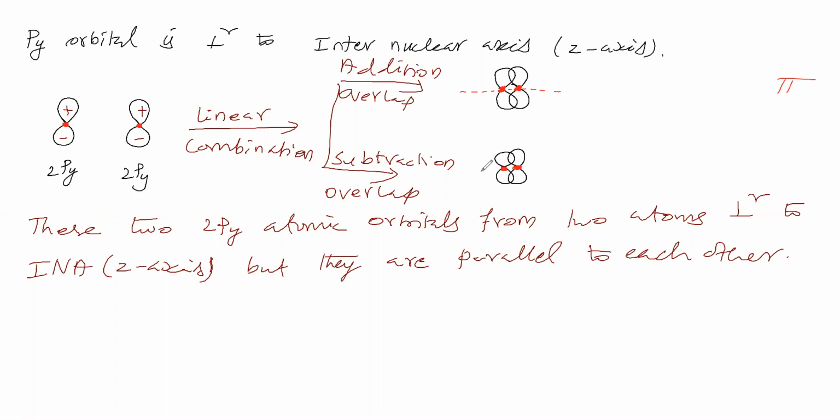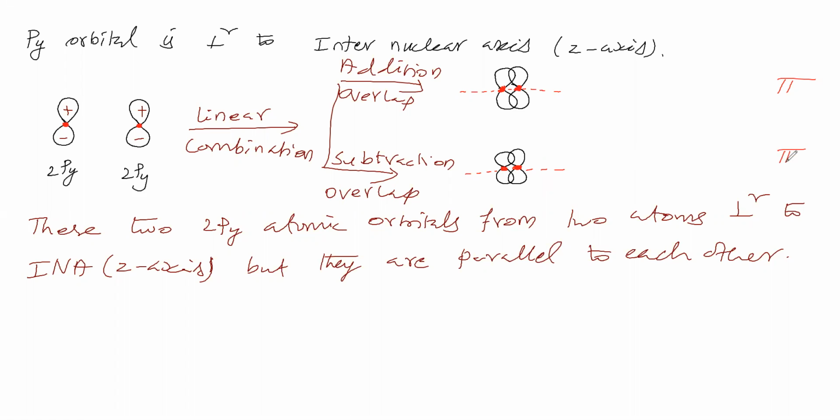Now here we will take the internuclear axis. Overlapping takes place here, above the internuclear axis, and here, below the internuclear axis. So overlapping takes place above and below the internuclear axis. This gives pi.